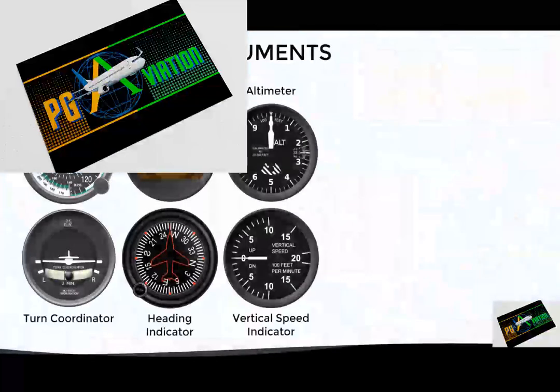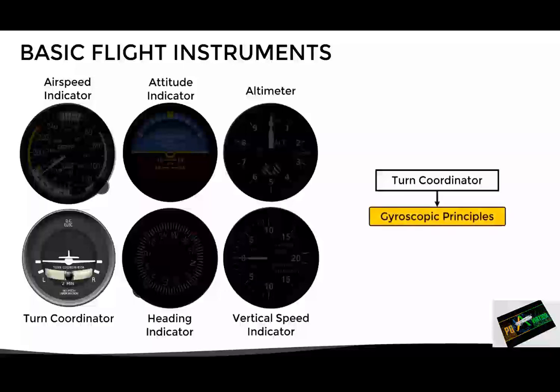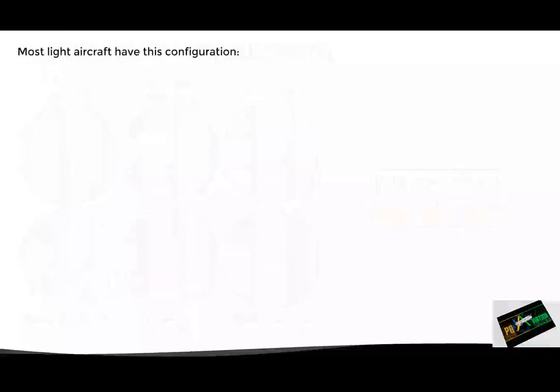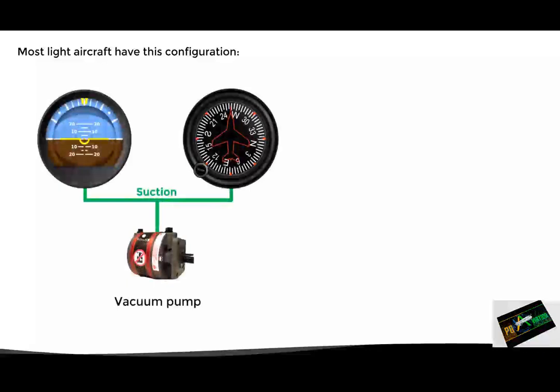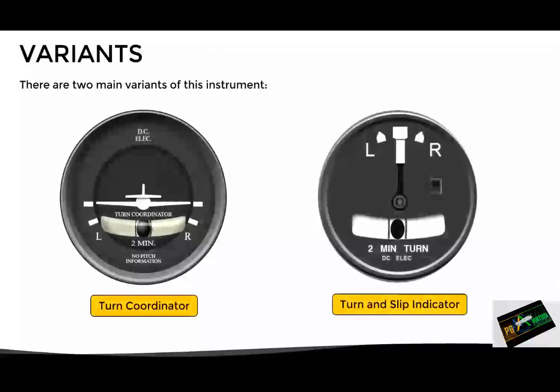We will talk about the turn coordinator. This is one of the basic flight instruments that we will find in any aircraft, and its operation is based on the gyroscopic principles. As mentioned in the video about the gyroscopic system, most of the light aircraft have the following configuration. The vacuum pump provides suction to drive the gyros of the attitude indicator and the heading indicator, while the gyro of the turn coordinator is driven by direct current from the aircraft electrical system. With this in mind, it is important to mention that this instrument comes in two main variants: the turn coordinator and the turn and slip indicator.